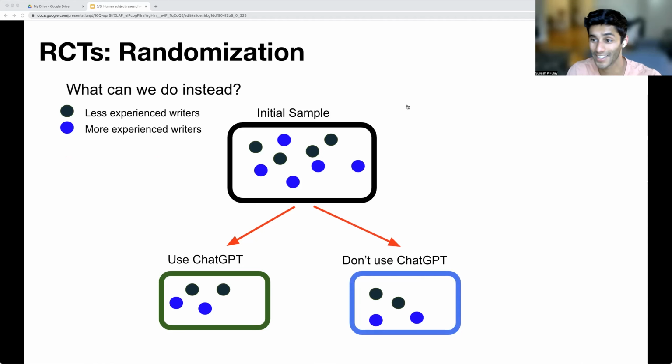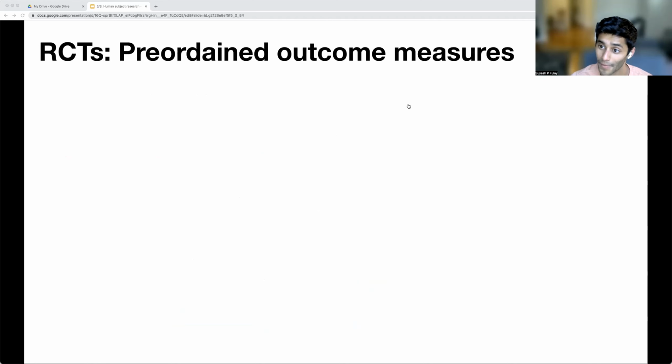This is a very idealized case. And so obviously you won't always end up perfectly balanced on all of your confounders. But that's the idea with randomized control trials, is that you're mitigating what we call the selection into treatment problem, where, for example, students that are better at writing choose to not use ChatGPT and vice versa. So this is what we want.